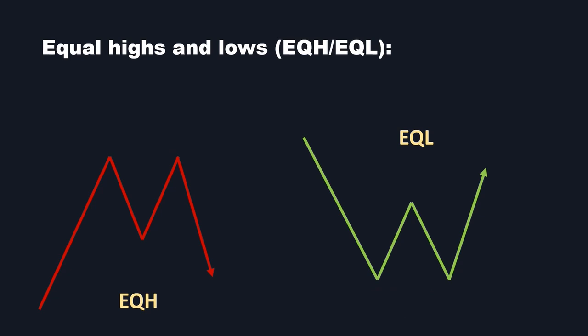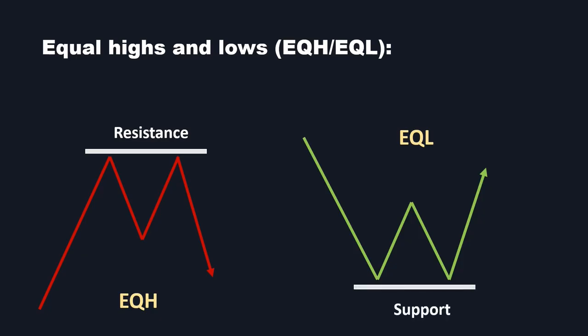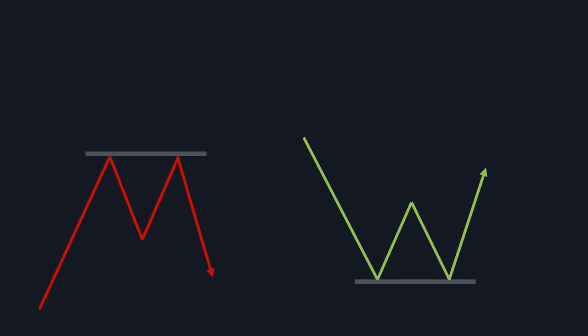Traders often place stop-loss orders just above these equal highs or below equal lows, anticipating potential reversals. This practice underscores the idea that significant liquidity exists at these levels, which can attract large capital flows. These levels act as a gravitational force, attracting large capital flows and creating a significant amount of liquidity.